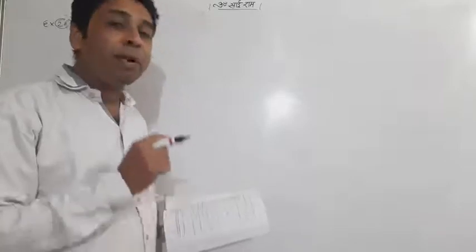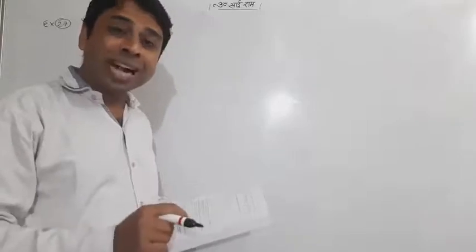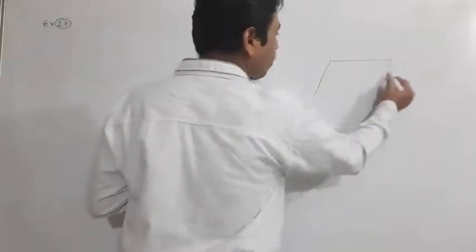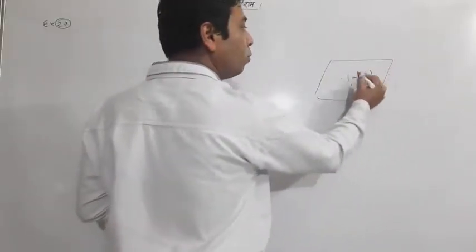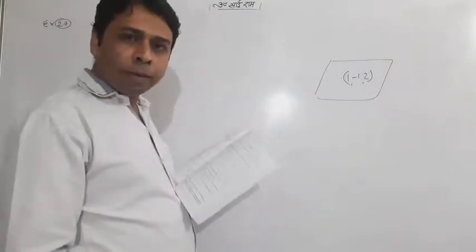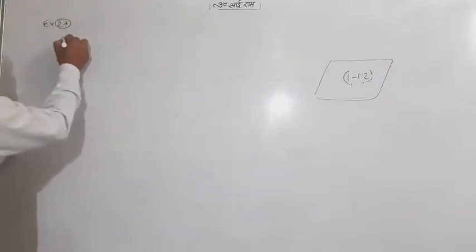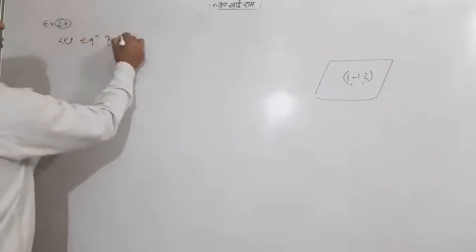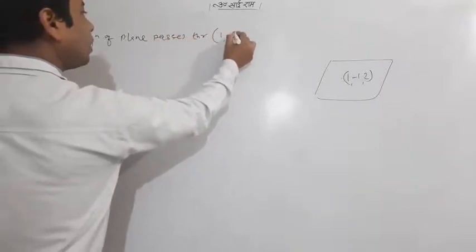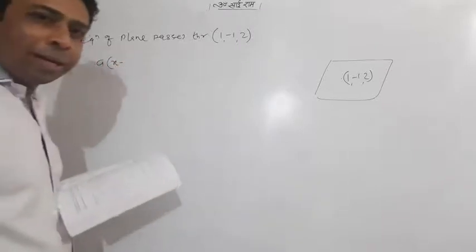First, the question says, find the equation of the plane which contains the point (1, -1, 2). It means the plane is passing through (1, -1, 2). So you should know that when the plane is passing through a point, you have to use the one point form of the plane. So I start: let the equation of the plane passing through (1, -1, 2) be a(x - x1). You remember it? One point form.